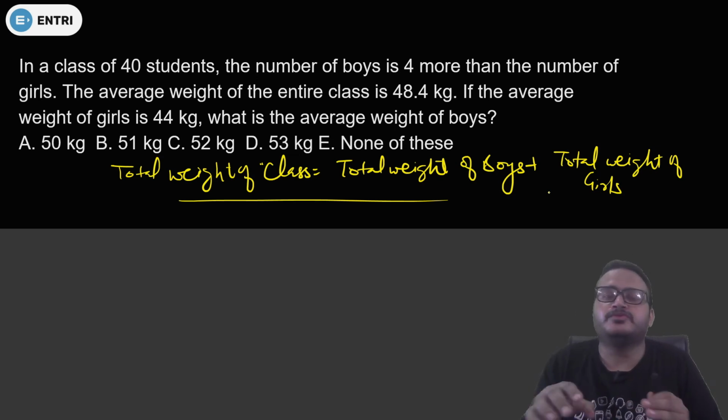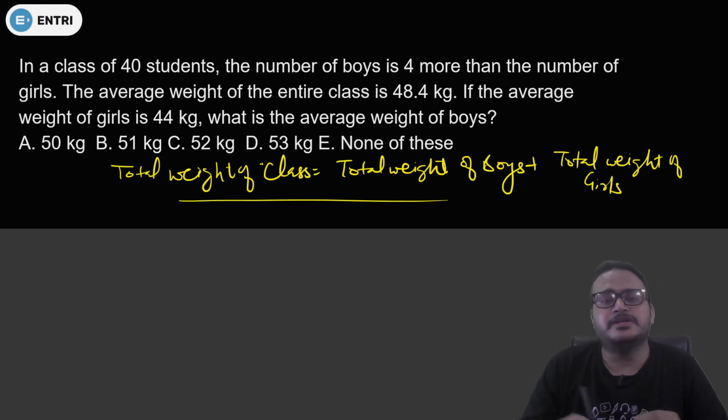And guys, very well, if the average is the sum of observations divided by the total number of observations, then what will the total weight be? Total weight of boys will be what? The average weight of the boys multiplied by the number of boys, obviously. Similarly, you can find the total weight of girls as well, and you can find the total weight of the class as well. Then you just need to compare both of the things. Okay, let's move to the next question now.